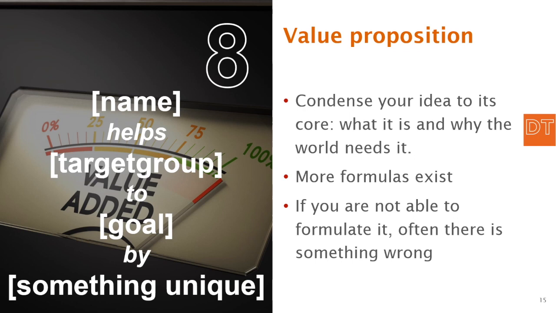I'm going to give an example. Book Talks helps elderly, lonely people to meet new friends by starting and joining local book clubs from their homes. That is a value proposition. Now, if you can't fill it in as briefly as is done right now within this formula, very often there's something wrong. You are not very clear on your idea and why it adds value for specific persons.